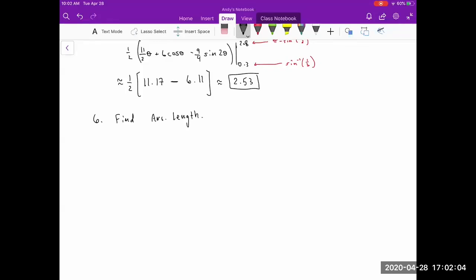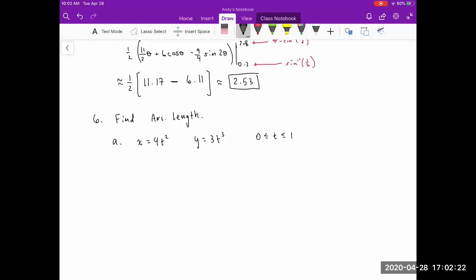There are two arc length formulas, one for parametric and one for polar. 6a is a parametric one. We have x equal to 4t squared, y equal to 3t cubed, and our bounds are between 0 and 1.